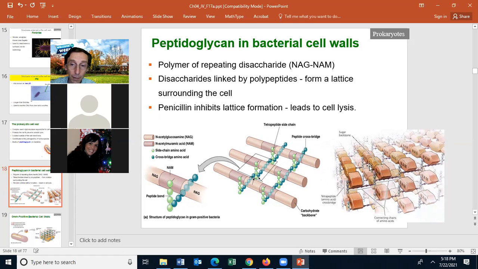We have one polymer chain lined up this way, and then a chain on this side and this side. And then underneath this plane, there are other planes of peptidoglycan. Each chain is specifically of the repeating disaccharide NAG and NAM.